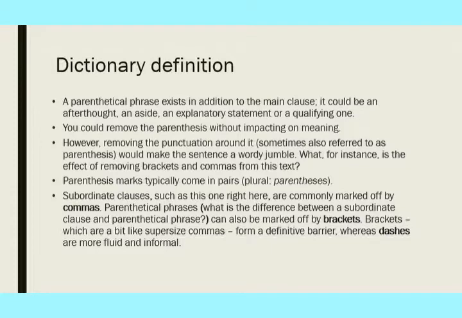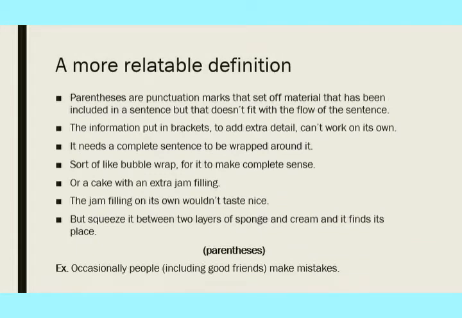What, for instance, is the effect of removing brackets and commas from the text? Parenthesis marks typically come in pairs, plural parentheses. Subordinate clauses, such as the one here, are commonly marked off by commas. Parenthetical phrases, what is the difference between a subordinate clause and a parenthetical clause, can also be marked by brackets. Brackets, which are a bit like supersized commas, like really big chicken nuggets, form a definitive barrier, whereas dashes are more fluid and informal.